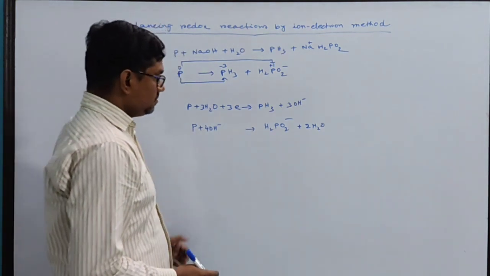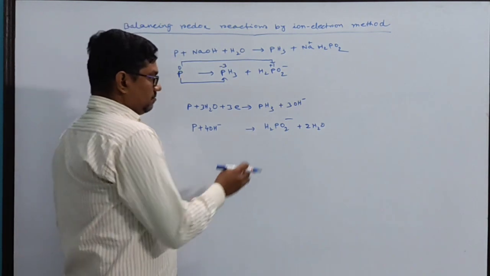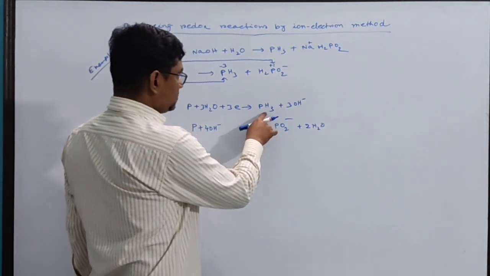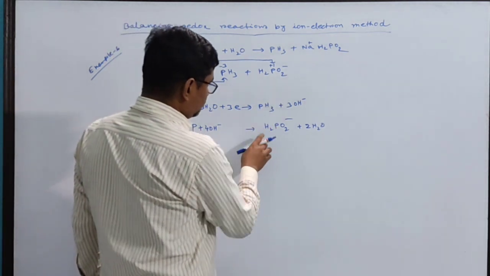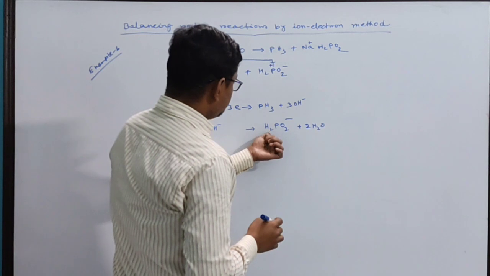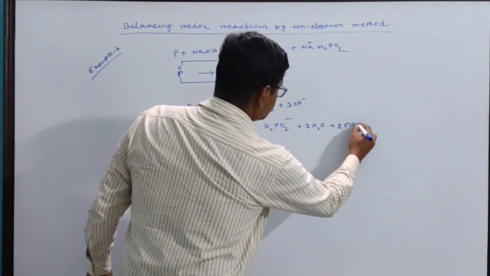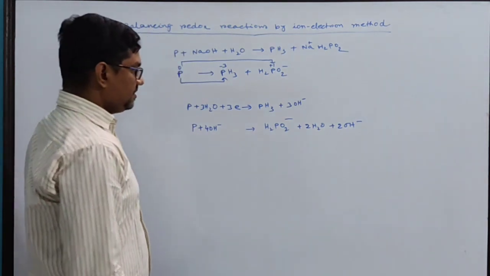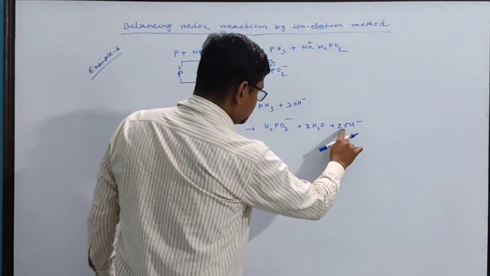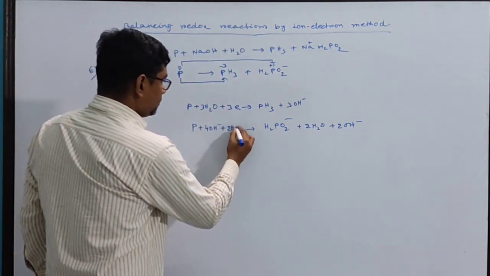Already there. So now we have to take care about the hydrogen. For balancing hydrogen, in the first process I have already shown that the side at which the hydrogens are extra, you add the equal number of OH minus ions. So here 2 hydrogens are extra, so we will add 2 OH minus ions. Okay, now we are getting 2 hydrogen, and 2 hydrogen means 4 hydrogen and 2 oxygen, so we can add 2 water molecules here.